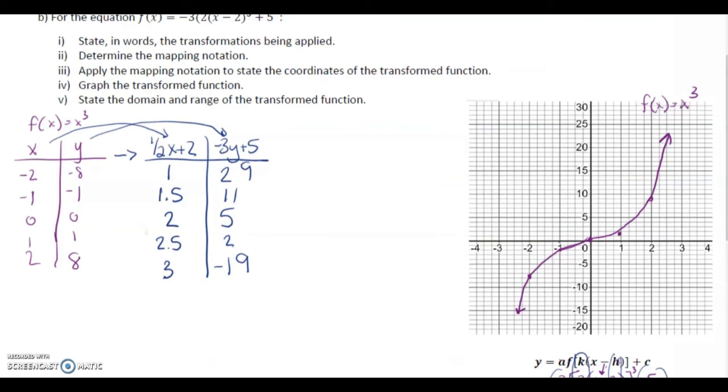Okay, let's go ahead and graph this. (1, 29), (1.5, 11), (2, 5), (2.5, 2), (3, -19). So that is our transformed graph. f(x) equals negative 3 times (x minus 2) cubed plus 5.